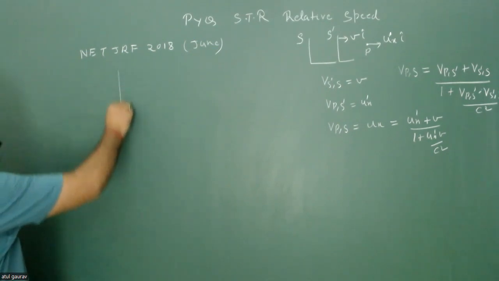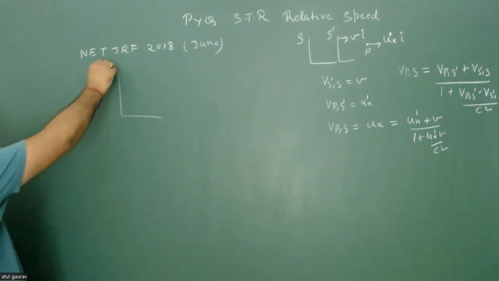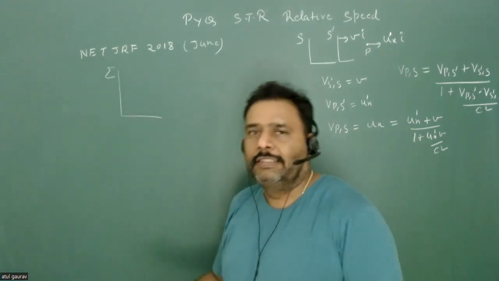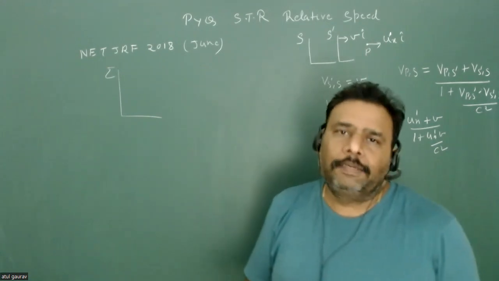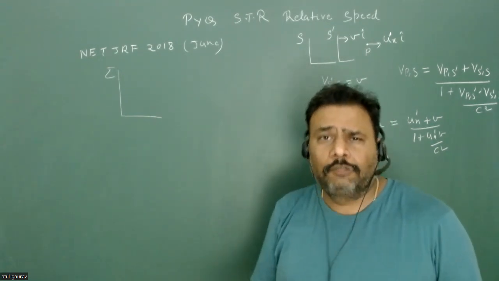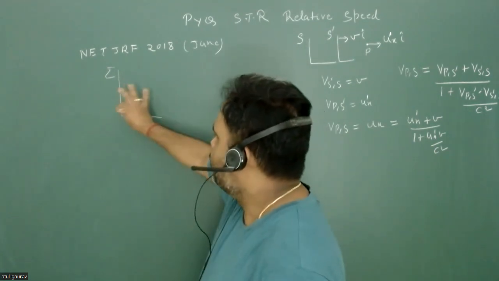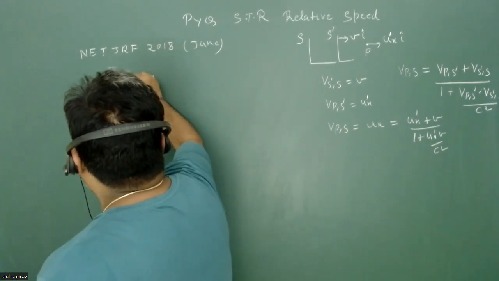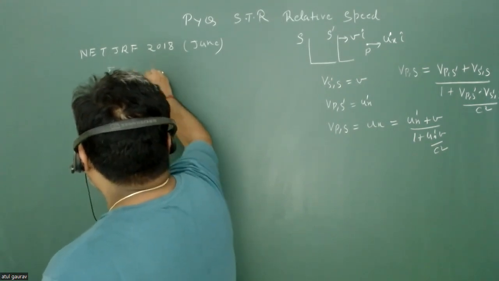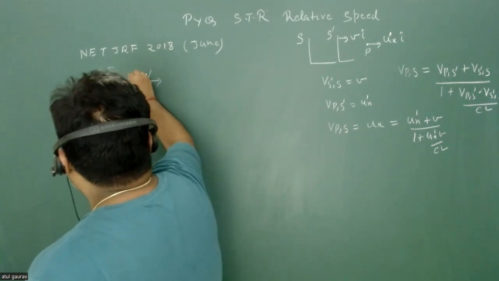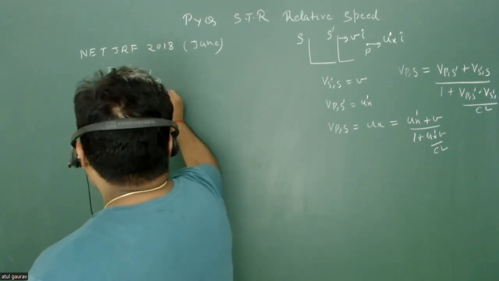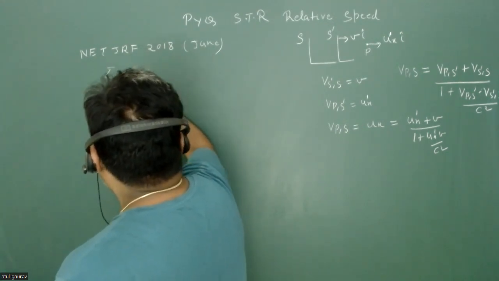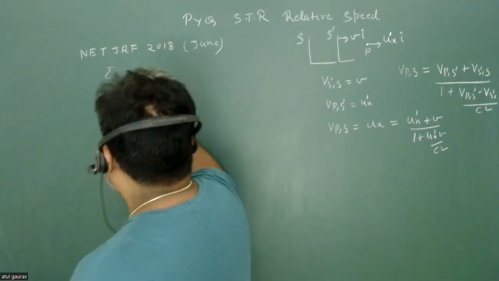There is some inertial frame, and let's say this frame is sigma. If nothing is given about what is S and what is S dash, we have to figure out S and S dash according to our convenience. So with respect to the inertial frame sigma, a particle A is moving with velocity v. Another particle B is moving opposite to it, with the same velocity v but in the opposite direction.